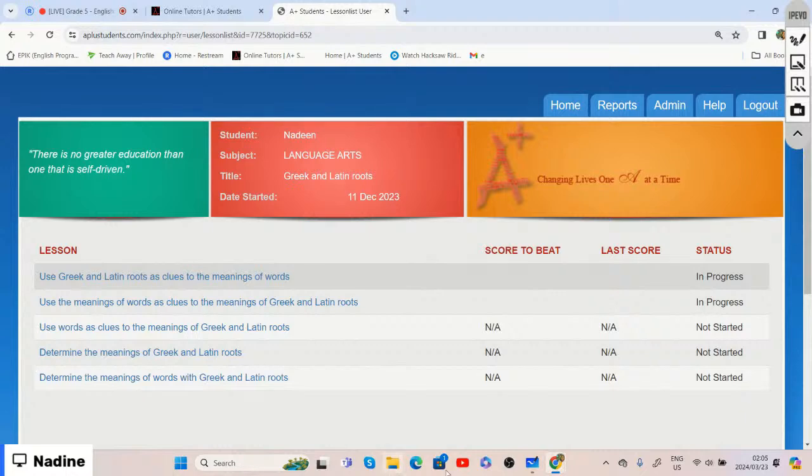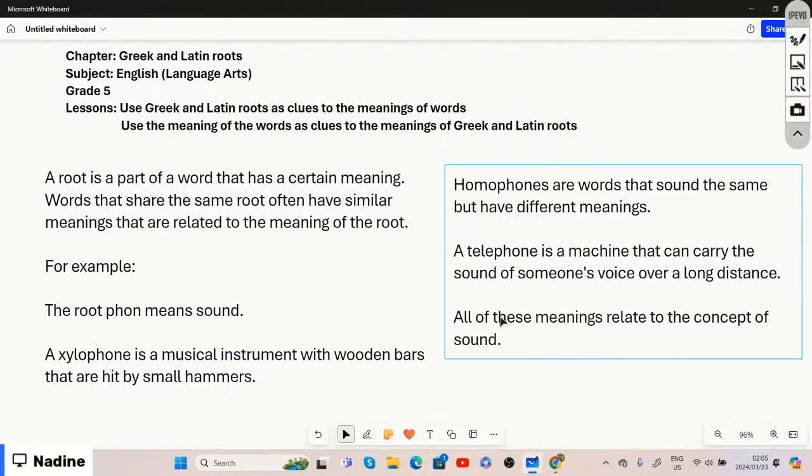All right. So our chapter is Greek and Latin roots. Our subject is English language arts, grade 5, and the lessons that we are going to focus on today under the chapter of Greek and Latin roots is to use Greek and Latin roots as clues to the meanings of words and to use the meaning of the words as clues to the meanings of Greek and Latin roots.